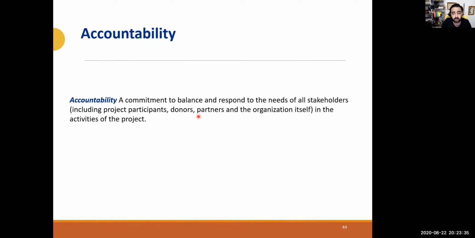Accountability: commitment to balance and respond to the needs of all stakeholders. The commitment to equality, balance, and responding to everyone who needs you. Who are your stakeholders? Project participants, beneficiaries, donors, partners, the organization itself. Okay, let's wait here. You won't leave today until you understand it. Accountability.